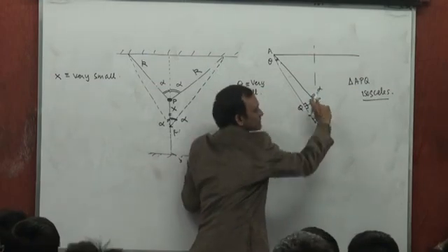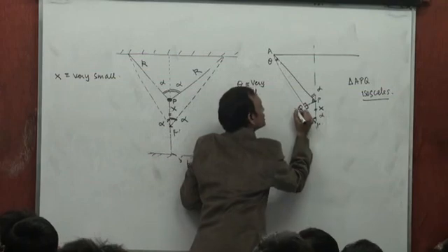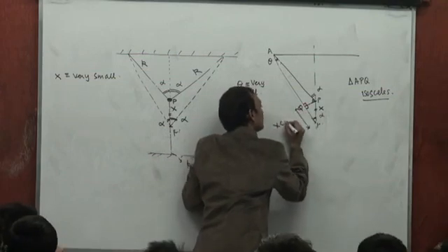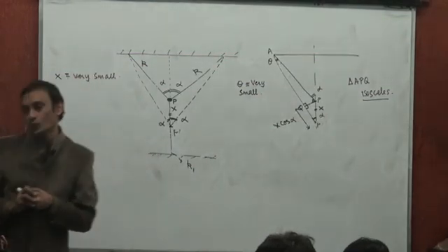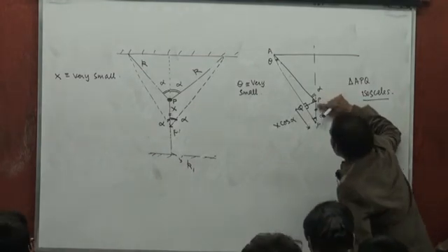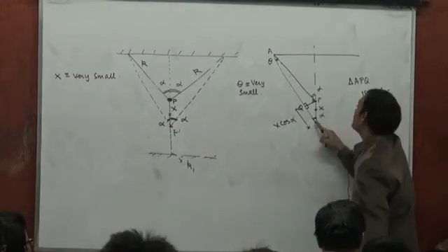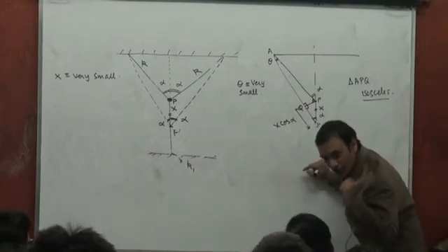Now, this is x, this angle is alpha. So this is x cos alpha. QP prime is x cos alpha. That's the additional length produced when this descends by a small amount x. The additional length of the spring is x cos alpha, yes or no?